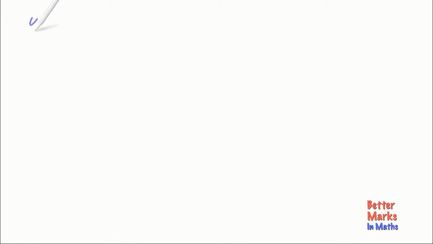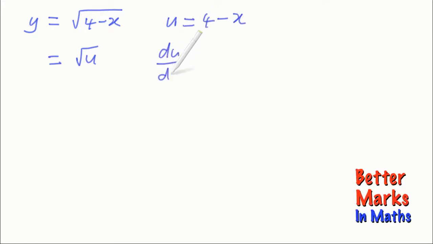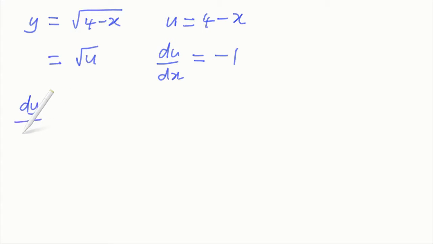So again, starting with y equals square root of 4 minus x, and if you make that the square root of u, so you replace the function that's under the square root with u, so u is equal to 4 minus x, and you need to know du dx, so the derivative, du dx, is -1, and then the chain rule itself, so dy dx equals dy du times by du dx.